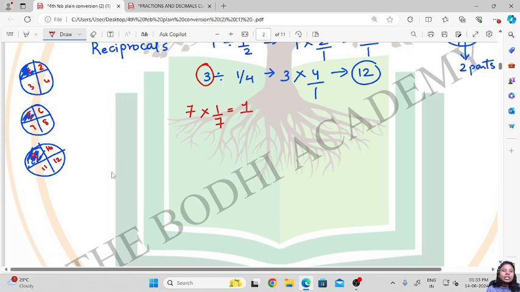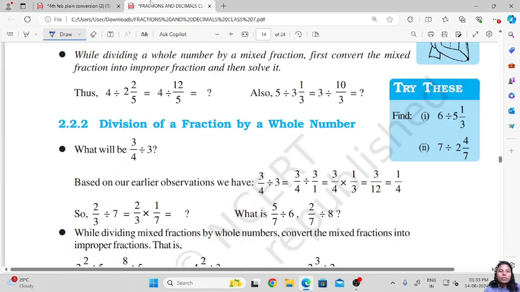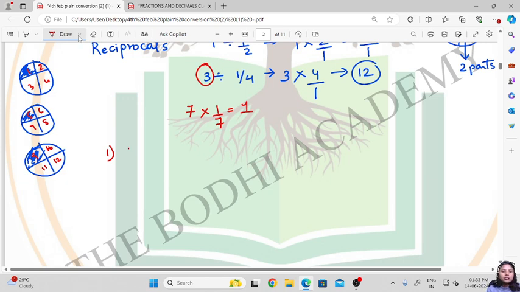So here the example is 4 divided by 2 and 2 by 5. Yes. So now first we'll solve this. This is the mixed fraction, so we have to convert it to an improper fraction. And how we do that is, say we have 4 divided by, first we multiply these two numbers. So that will be 5 2s are 10, and then we add these two numbers. So that will be 12. So 12, and the denominator will remain the same, that is 5.